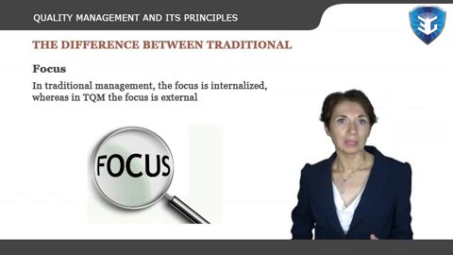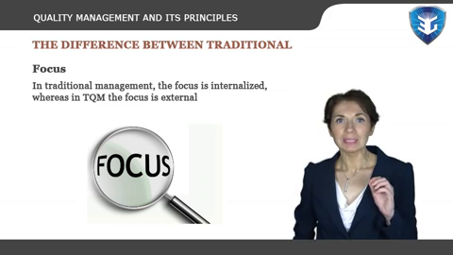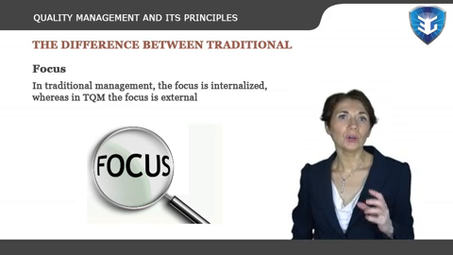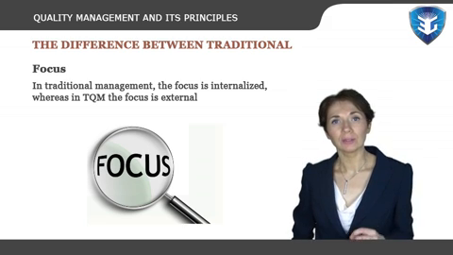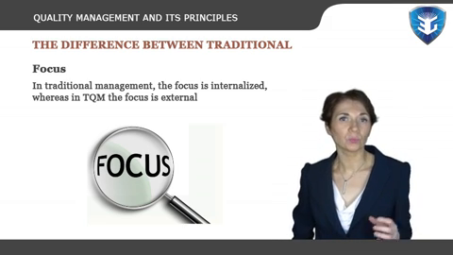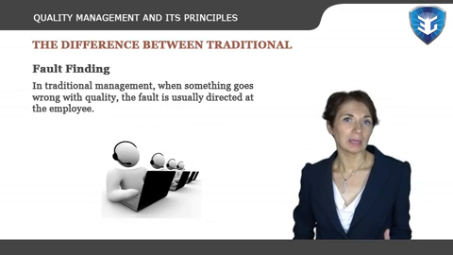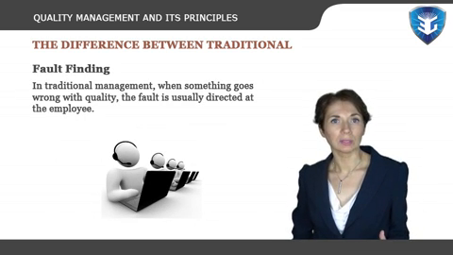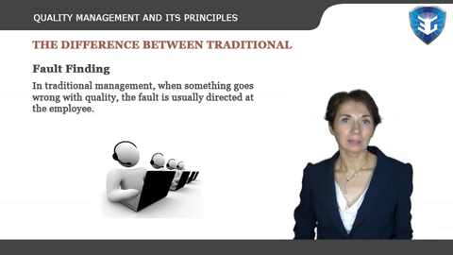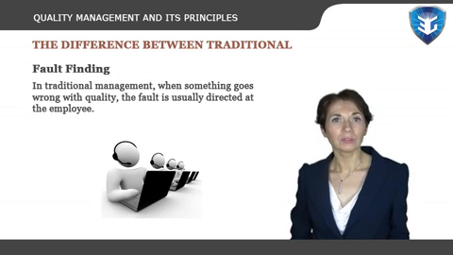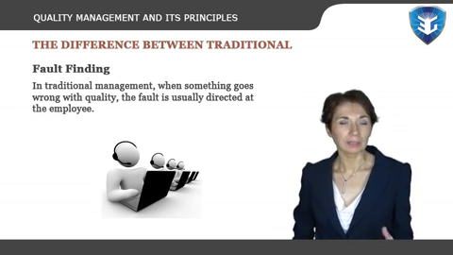Focus in traditional management. The focus is internalized, whereas in TQM, the focus is external. This means in traditional management, the focus is on a doing-the-best-one-can philosophy. Fault finding: in traditional management, when something goes wrong with quality, the fault is usually directed at the employee. However, in TQM, the fault is placed on management, who did not perform their duties correctly.